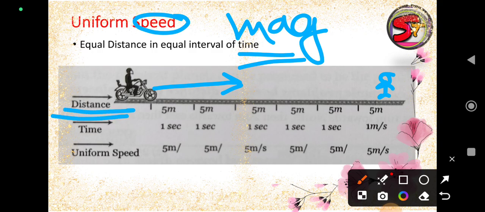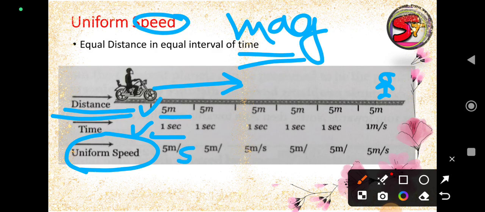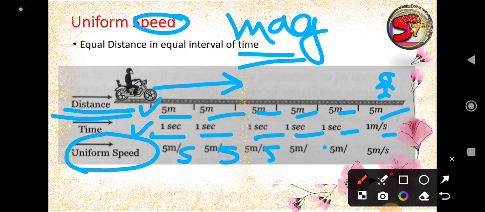So here this person is covering some distance, and it is covering equal distance in equal intervals of time. It means in every second, suppose it is covering 5 meters. So what can we say? It is moving with uniform speed equal to 5 meters per second. Here we can see in 1 second 5 meters, in the next second 5 meters, in another second 5 meters. So in every case the object covers 5 meters, so we can say the object is moving with a uniform speed of 5 meters per second.